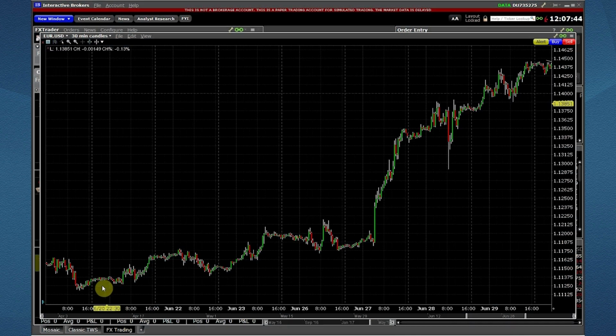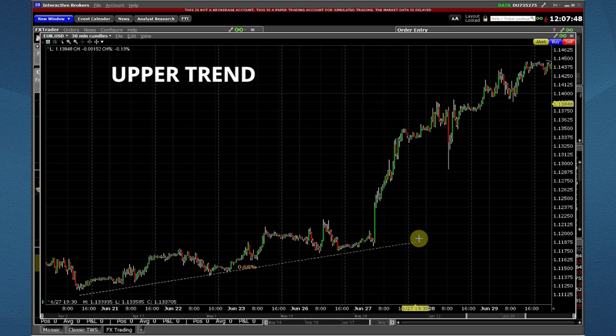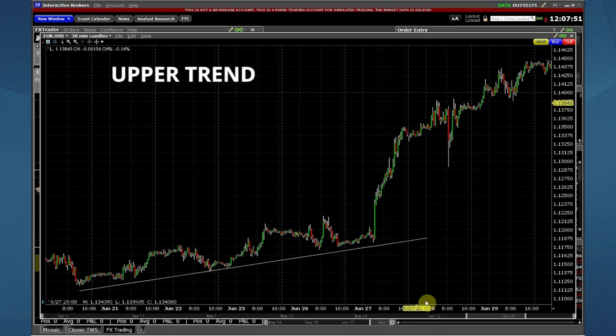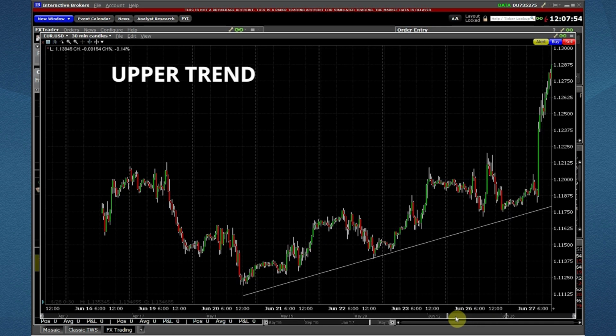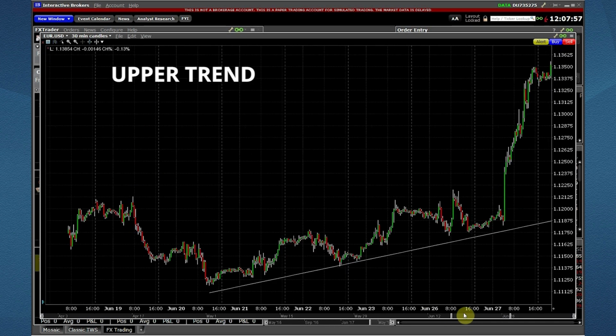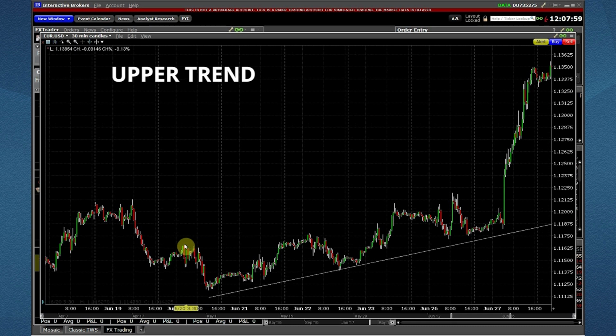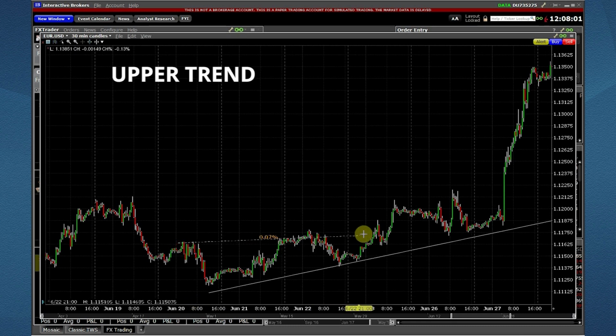The upper line of an uptrend channel is called the resistance line, because the price resists breaking this line on the way up. The lower line is called the support line, because this line supports the price from falling under. On the uptrend, the lower line is also a trend line.